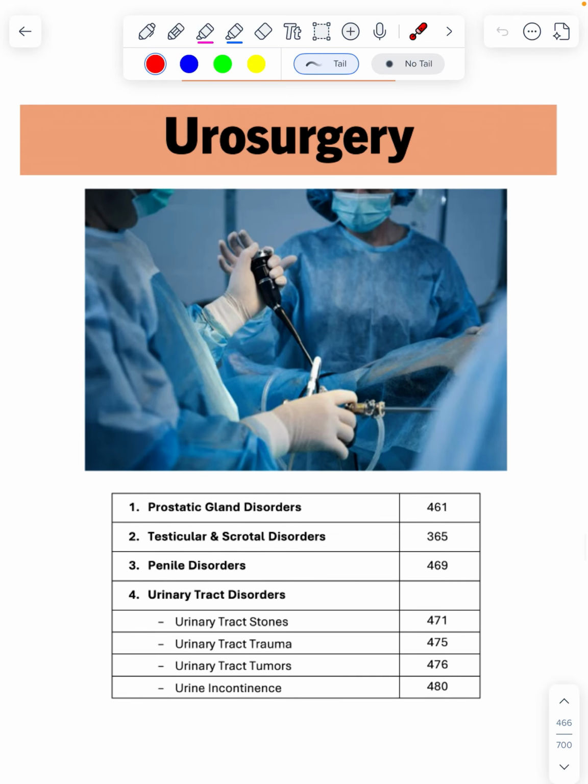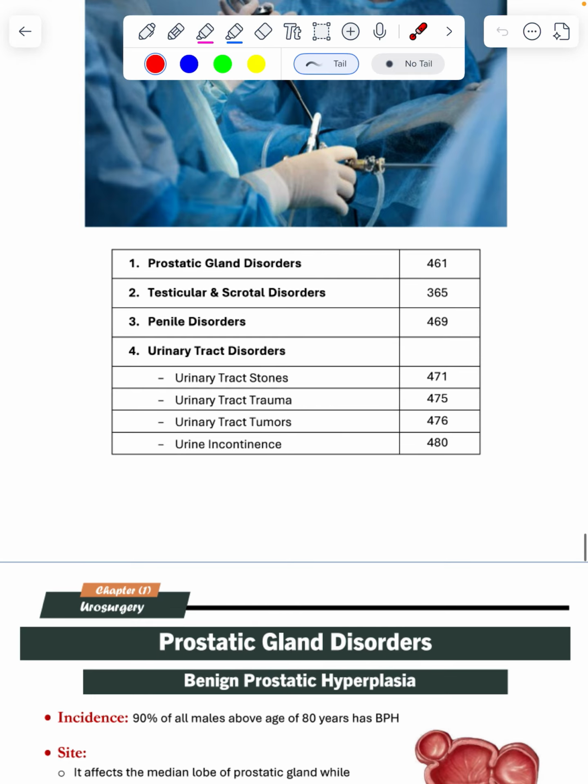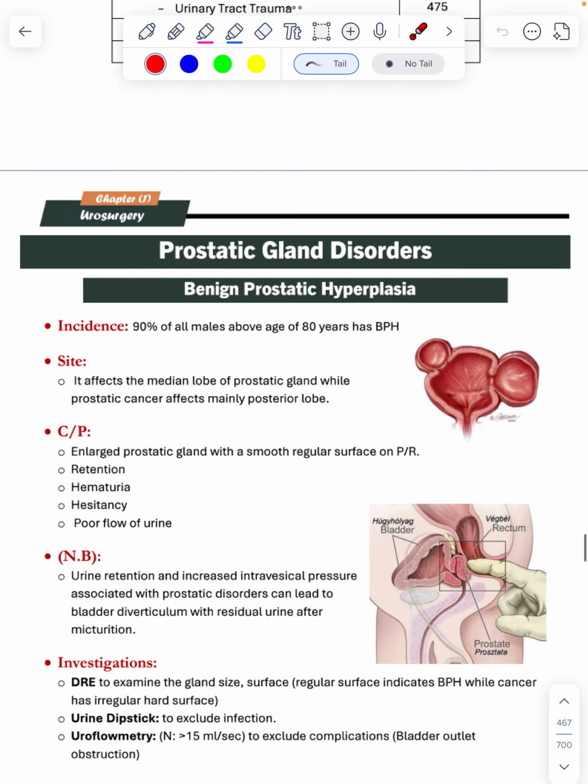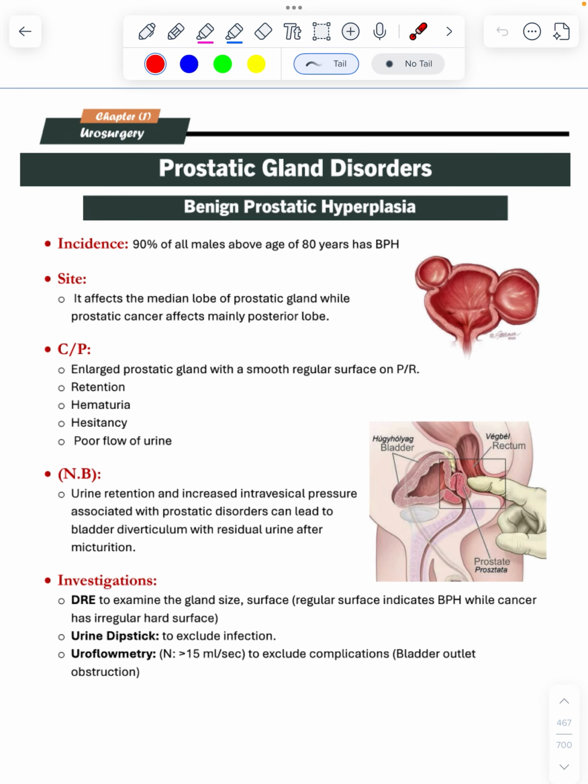So let's complete urology, urosurgery from MRCS. Topics include the prostate gland disorders, testicular tumors, testicular disorders, penile disorders, urinary tract infections, urinary tract stones, and all that. It's roughly 25 or so pages. So let's see what is given about prostate gland disorders.